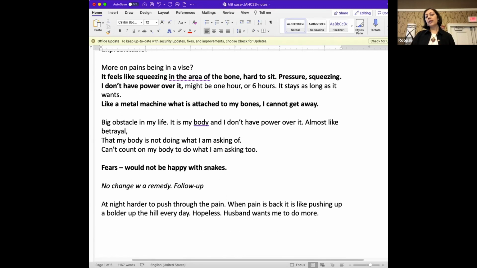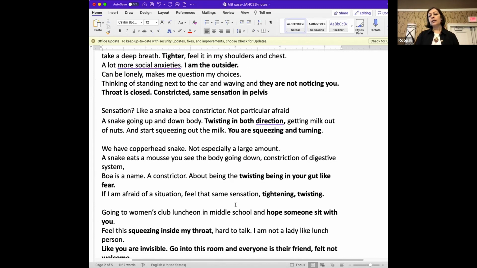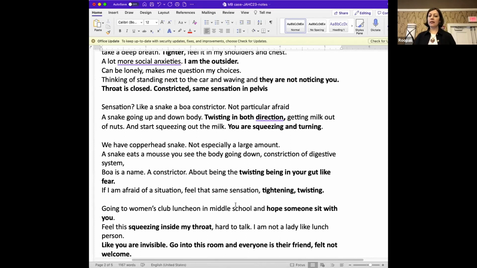There is a third thing that comes up a little bit here in the case, which is her repeated mentions of a snake. And definitely you can see the sensations of constriction and tightening in a snake. And you see that here. But when you look at the picture of what a snake remedy looks like, you don't really see this. This is my reading of the case. There is a lot about a mouse being digested, the twisting of how a snake moves, and the squeezing.